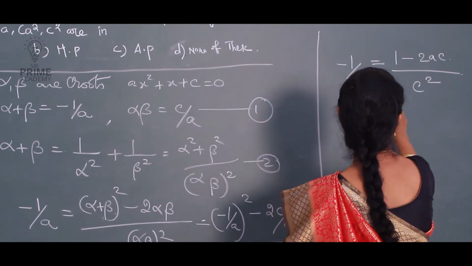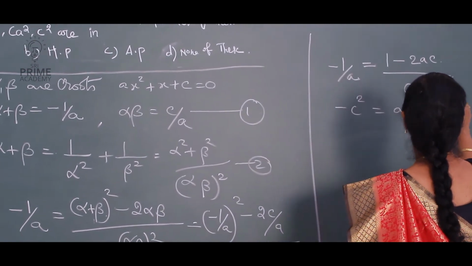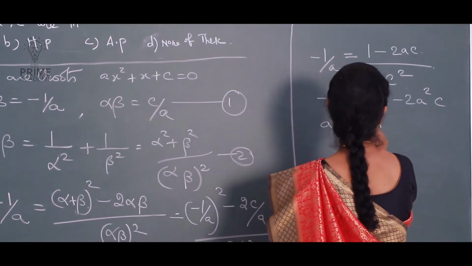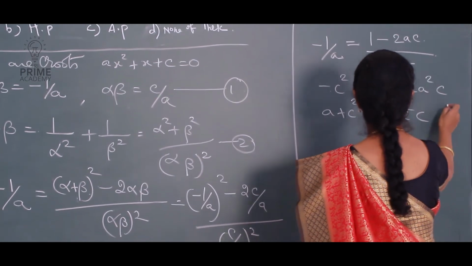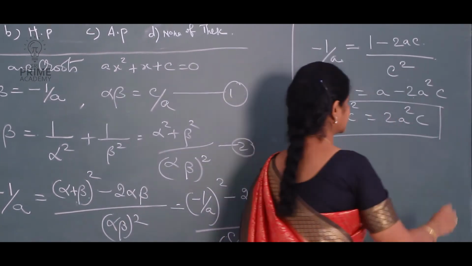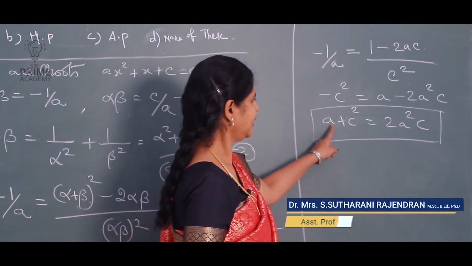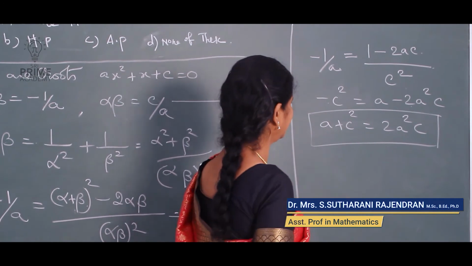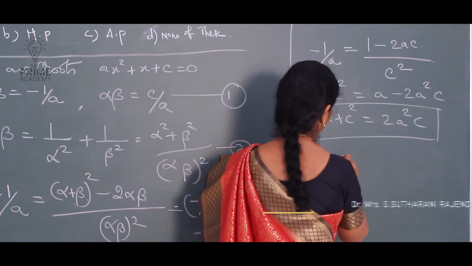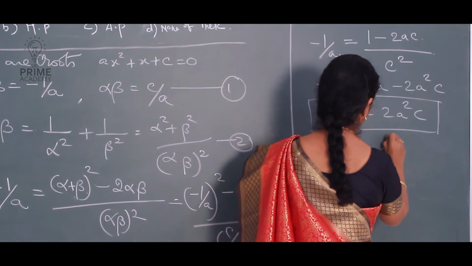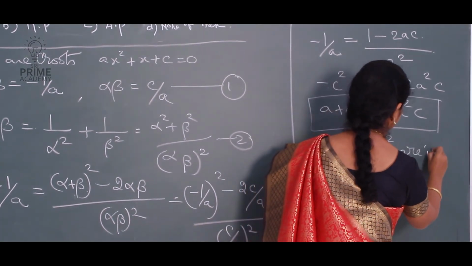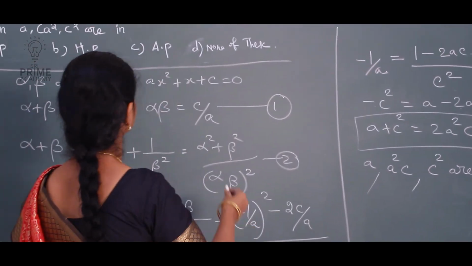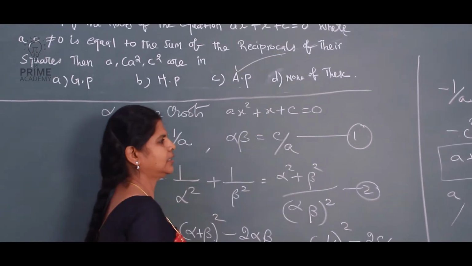So next cross multiply: c square equal to a minus 2a square c. So bring this term over: a plus c square equal to 2a square c. You get a relation like this. So this implies that a, a square c, and c square are in AP. This relation indicates a, a square c, c square are in arithmetical progression, AP. So the option is C. C is the correct answer.